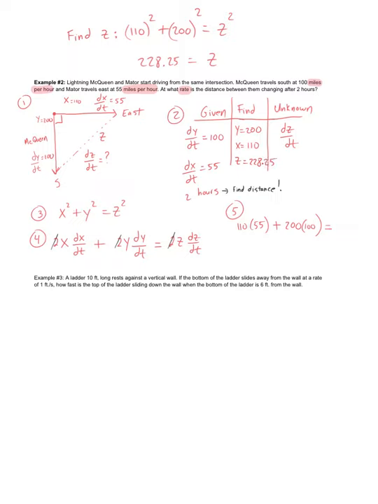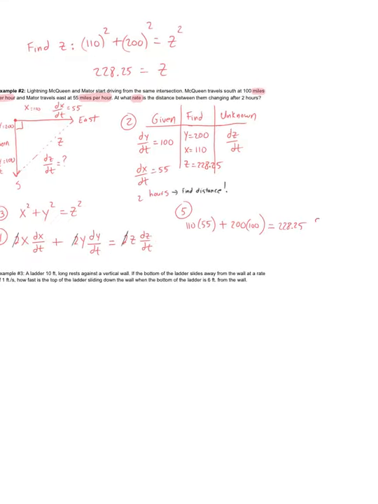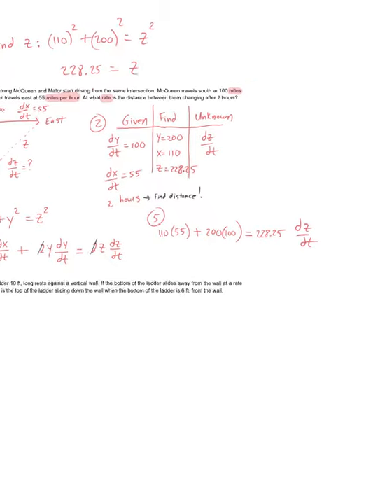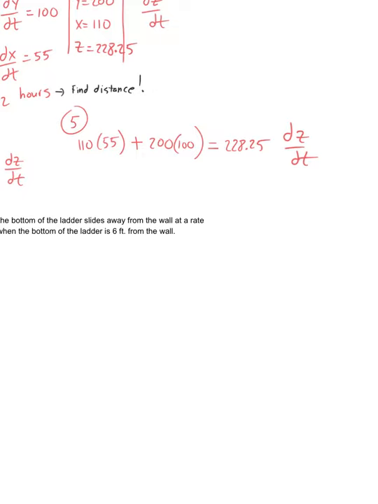So I can plug that in right here, 228.25, and then of course I have dz/dt left. All right, so there is everything plugged in. x times dx/dt plus y times dy/dt is equal to z times dz/dt. My goal is to solve for dz/dt. So let's simplify this a little bit. 110 times 55 is 6,050. Then we keep going. 200 times 100 would give us 20,000.